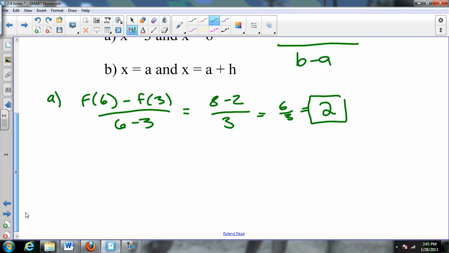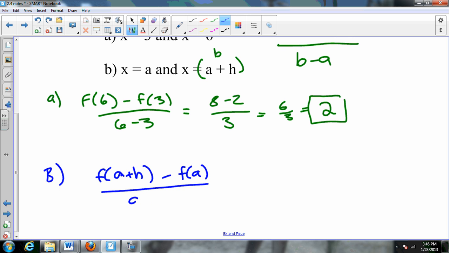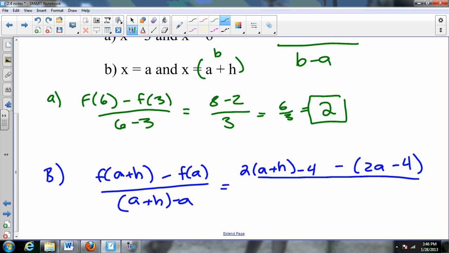Okay, for part B, a is a, b is a plus h. So we need f of a plus h minus f of a all over a plus h minus a. So we go to 2 times a plus h minus 4, minus parentheses 2a minus 4. And we can simplify the denominator down to h.